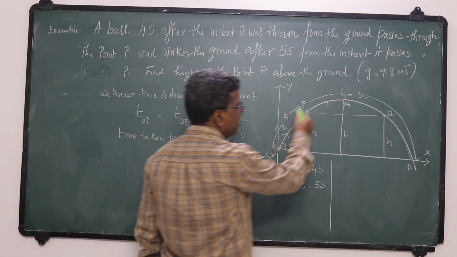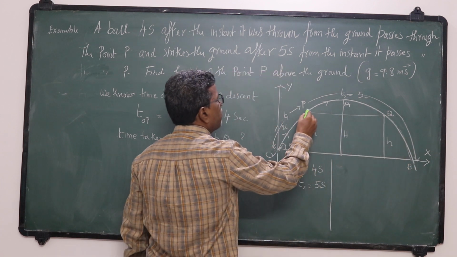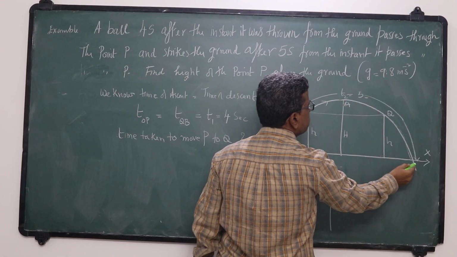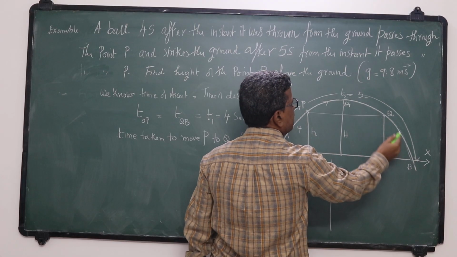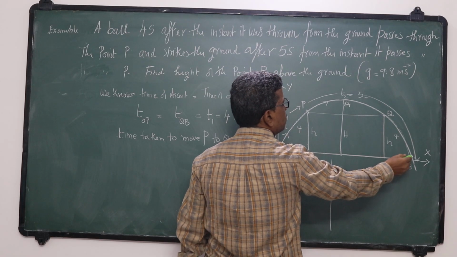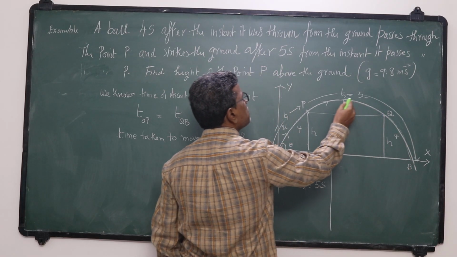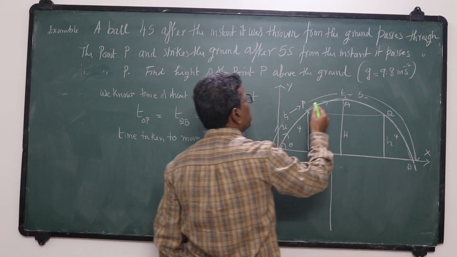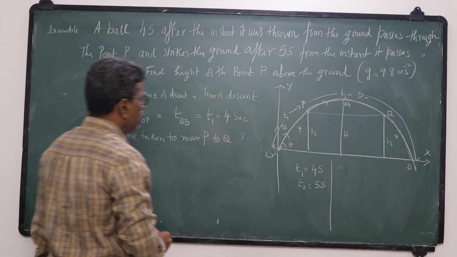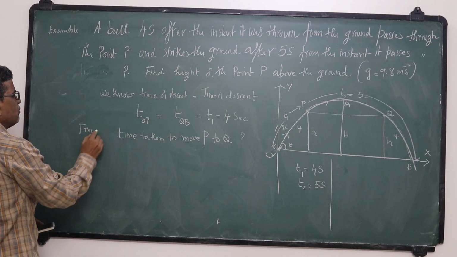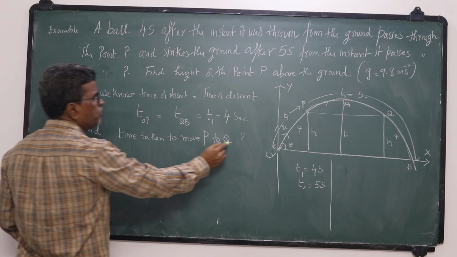So the total time is 9 seconds. From here it is 4 seconds, from here to here it is 5 seconds, and here it is again 4 seconds. So this is 4, then how much is this time? 4 plus 1, 5 seconds. So find the time taken to move P to Q.